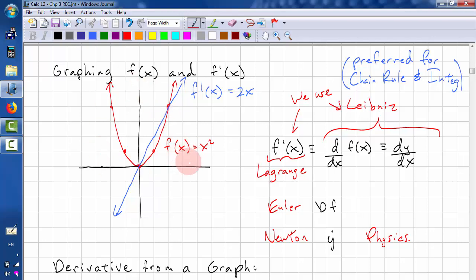And here's just a graph of x squared and the derivative 2x. And this will help us understand how we do a derivative from a graph. Note that the derivative is negative. Here we're coming downwards. Anytime we're going downwards, the derivative is negative. Anytime we're going upwards, the derivative is positive. And anytime we have a minimum or a maximum, the derivative is 0. So it's 0 there.